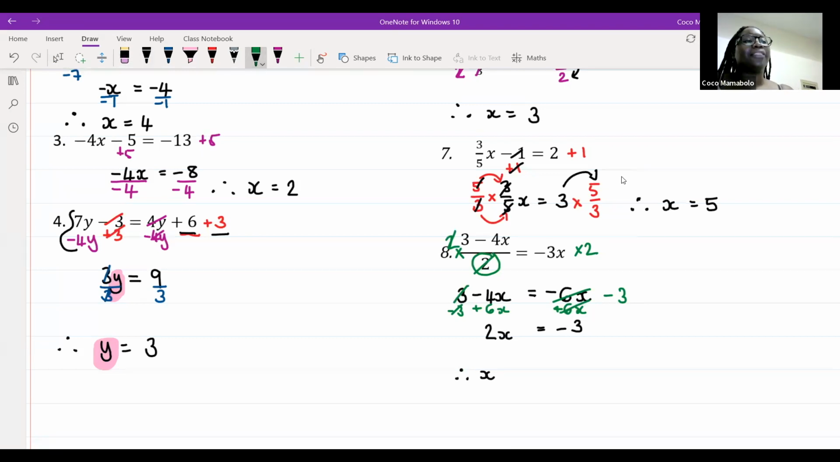Now I have to get rid of this 2 because it's multiplied to x. So I'm going to divide by it on both sides. Divide by 2, divide by 2. Therefore, x is equal to negative 3 over 2. All right. Okay, well done, Mawande. Guys, just follow the same process.